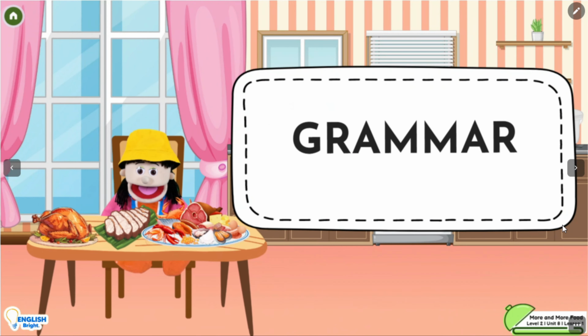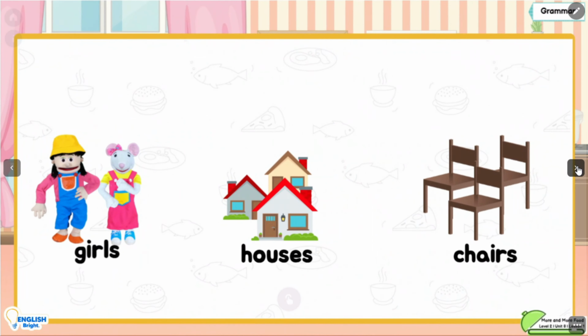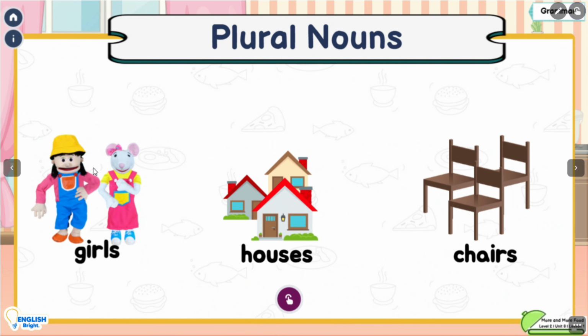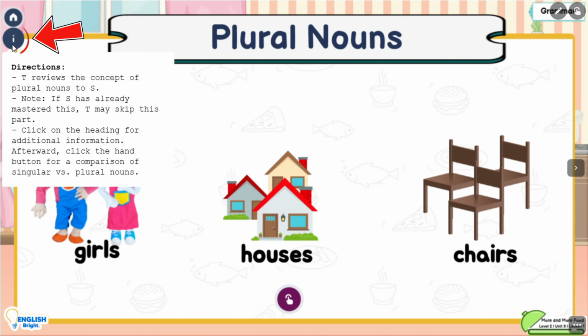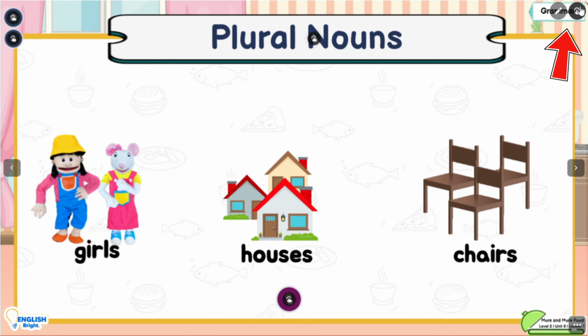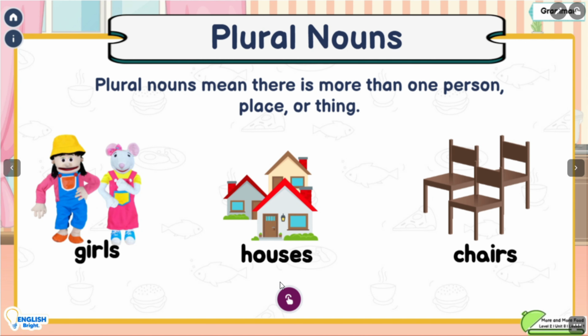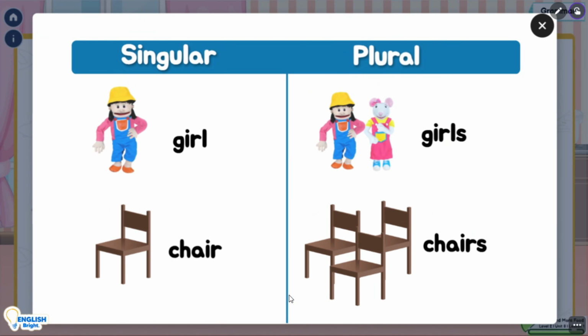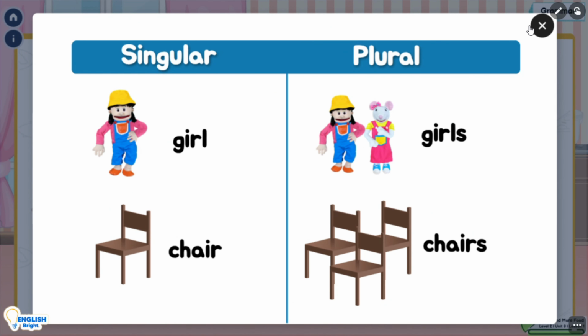For the Grammar slide, click the tooltip button for directions. Use the hand button to highlight the interactive elements and then click on each one. Once completed, click the X icon to proceed. Repeat this process for the following slide.